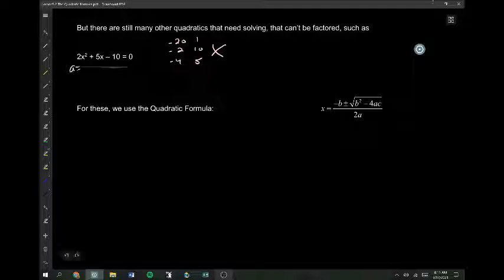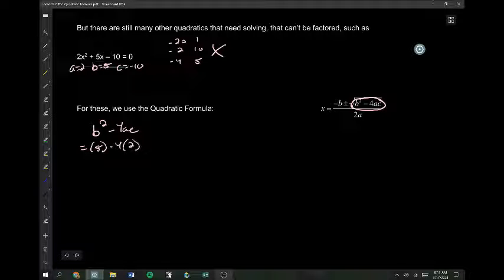So let's solve this one. A is 2, b is 5, c is -10. When you are doing the quadratic formula, the first thing you want to calculate is the b squared minus 4ac. So I'm just going to first calculate b squared minus 4ac. Well, the b value is 5, the a value is 2, the c value is -10.